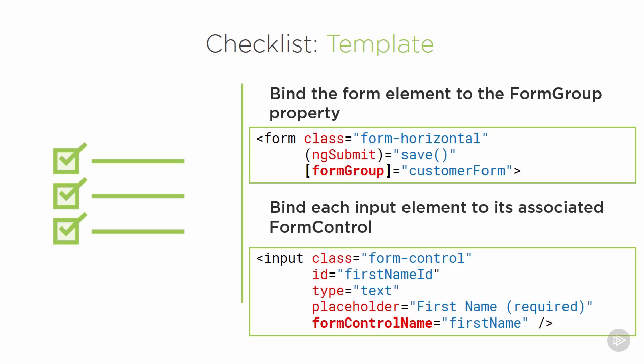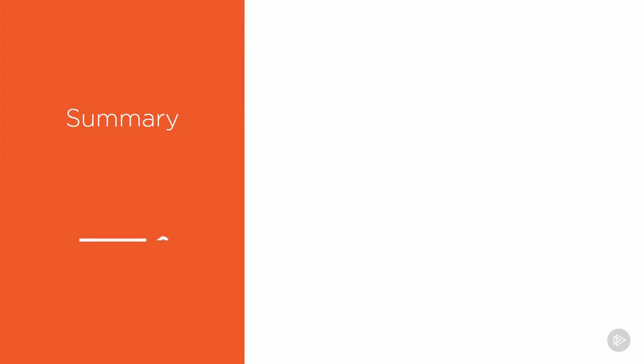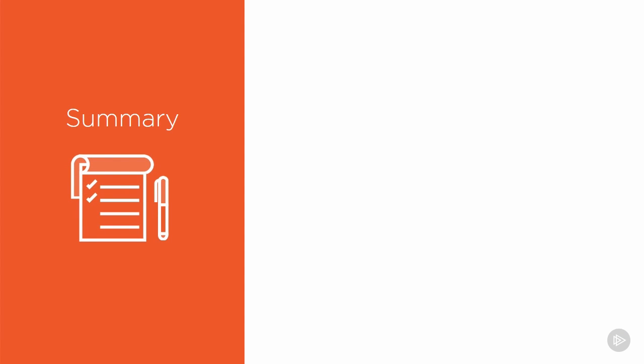In each input element, we use the form control name directive to bind to the name of the associated form control. The name we specify here is the name we set when creating the form control. And remember that these strings are case sensitive. After performing each of these steps, we have a reactive form managed by the form model we define in the component class. In this module, we converted our template-driven form into a basic reactive form.